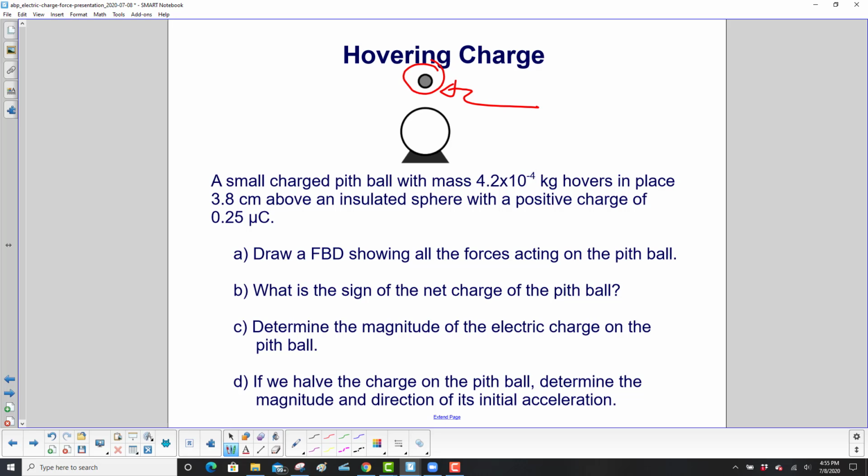What is the sign of the net charge of the pith ball? Determine the magnitude of the electric charge on the pith ball. If we have the charge on the pith ball, determine the magnitude and direction of its initial acceleration.